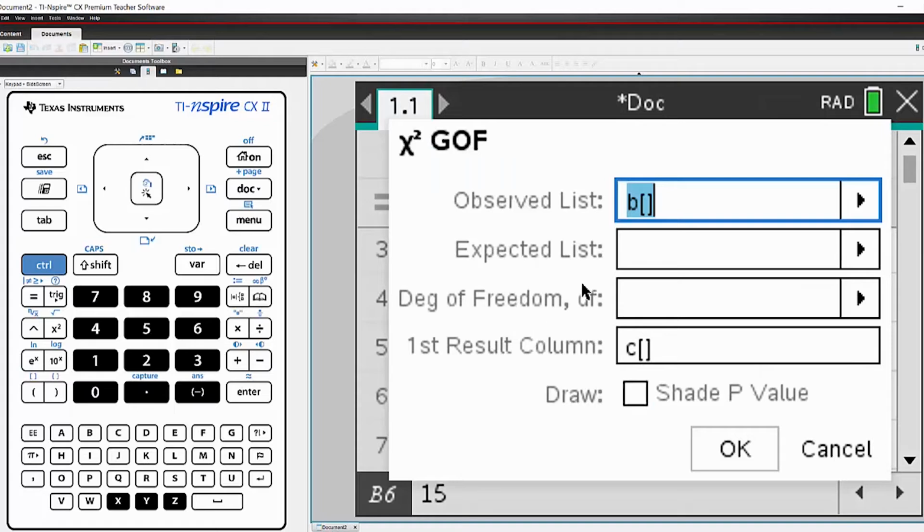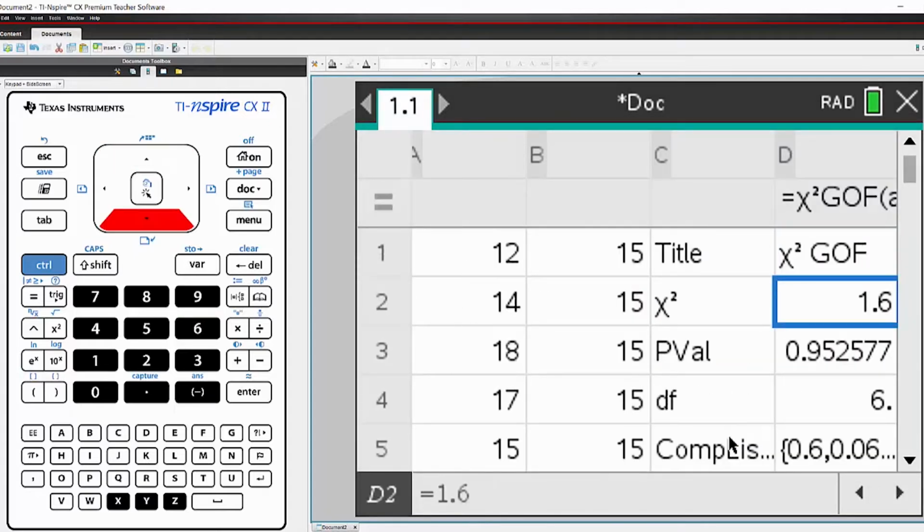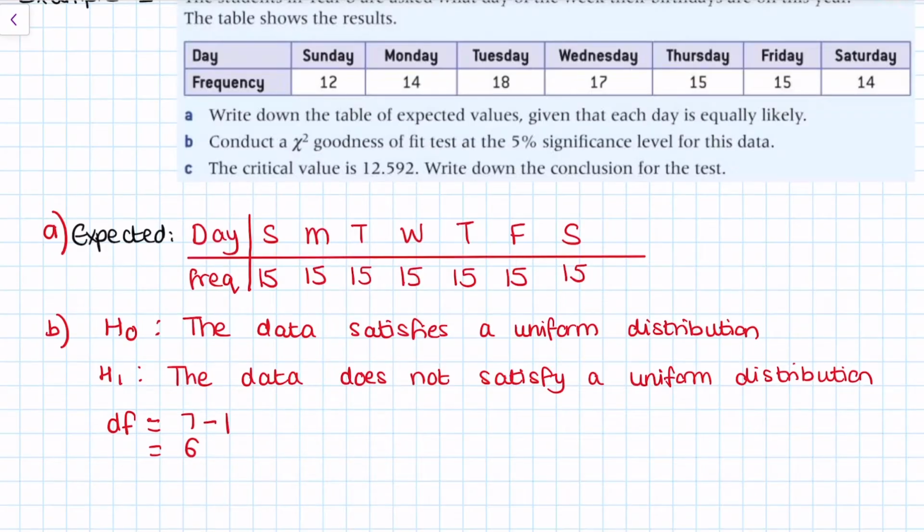Our observed data is in column A. Our expected data is in column B. Our degrees of freedom, as we have 7 columns or 7 bits of data, will be 6. Then we'll have our results in column C. Click OK. And you will see here we have our chi-squared value of 1.6, the p-value of 0.9525, etc. And our degrees of freedom is 6. And that's how you do a chi-squared goodness of fit test.